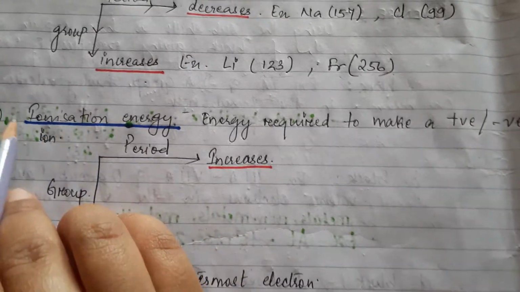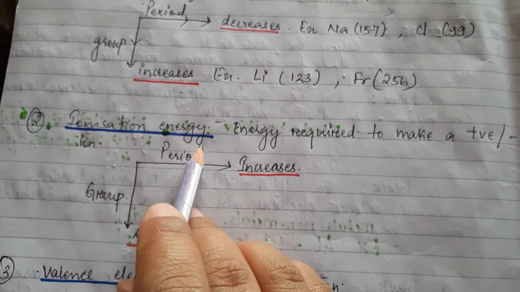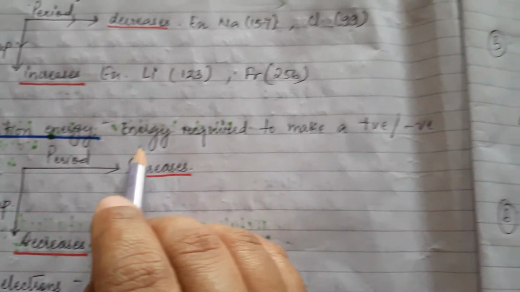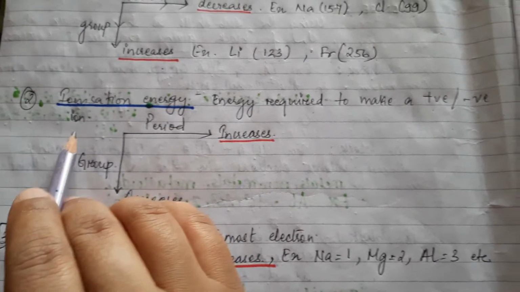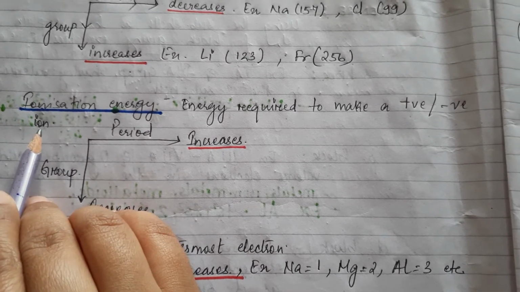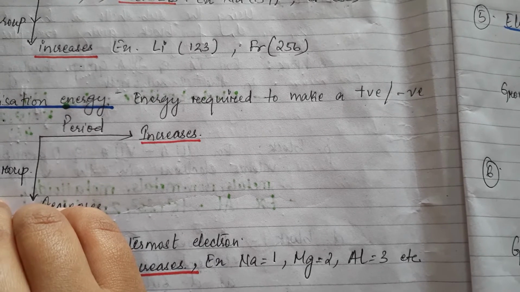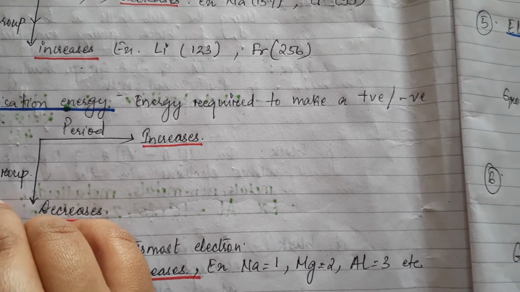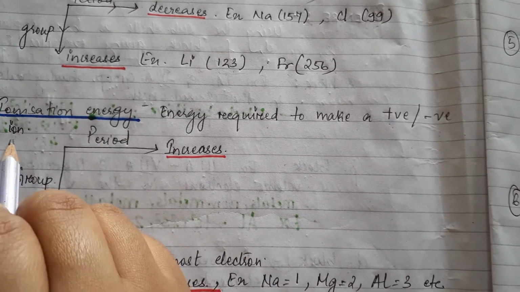Now the next property of the modern periodic table is ionization energy. What is ionization energy? Energy required to make a positive or negative ion. For any element to become stable, it has to take or give electrons. So when taking or giving electrons, it attains a positive or a negative charge. This is known as an ion.